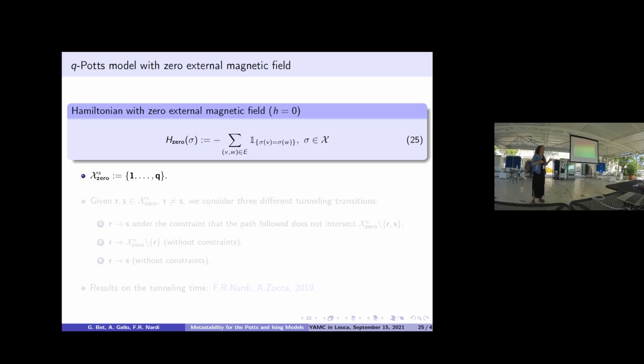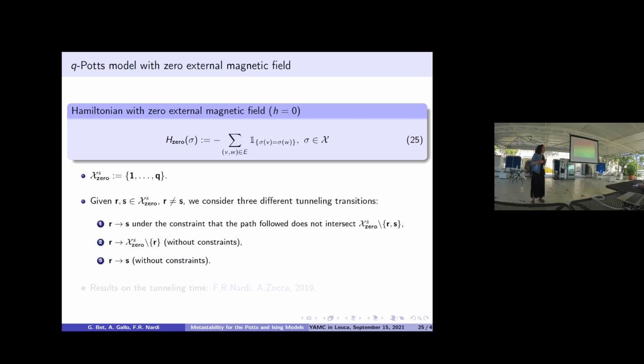In this case, we study the tunneling transitions, so the transitions between stable states. More precisely, we study three different tunneling transitions. First of all, we focus on the so-called restricted transition from a stable state to another stable state, under the constraint to follow a path that does not visit other stable configurations of the energy landscape. Then we study two other transitions. First, we study transitions from a stable state to the set of the other stable configurations. Then we study the transition from a stable state to another stable state that is fixed, this time without constraint.